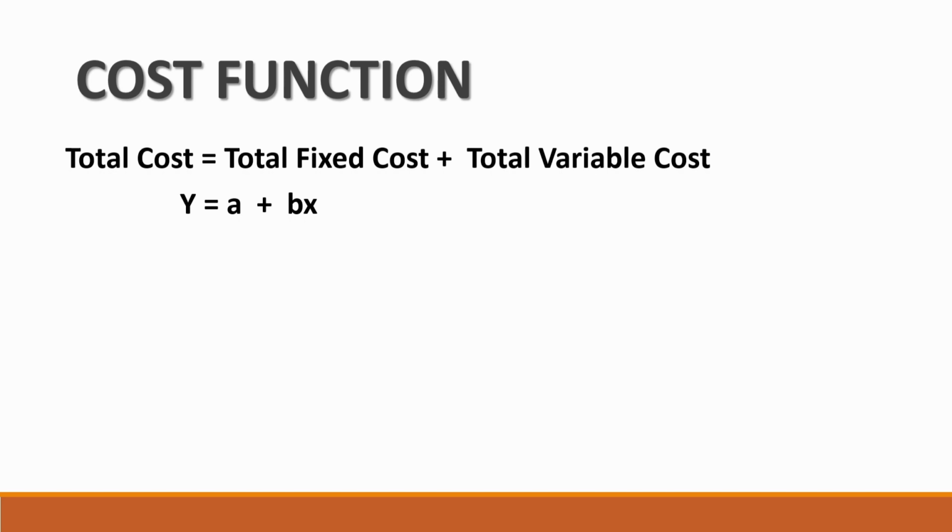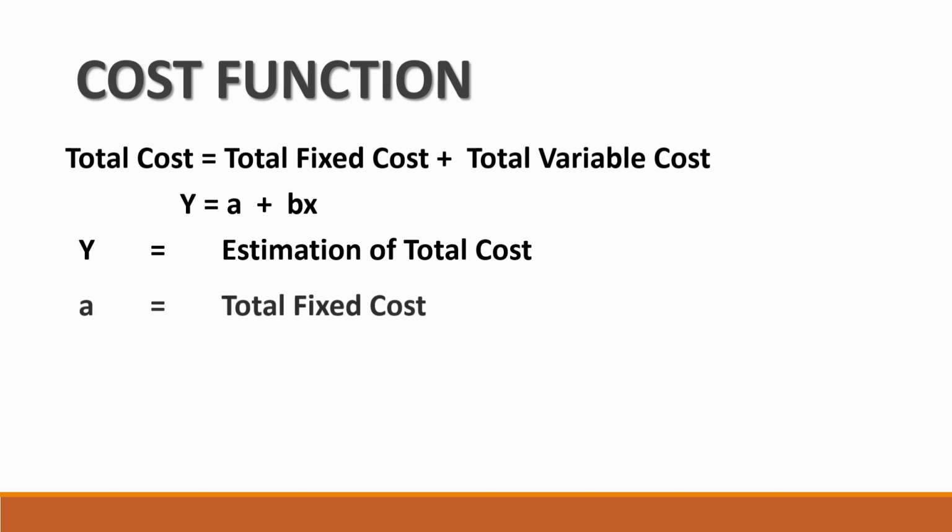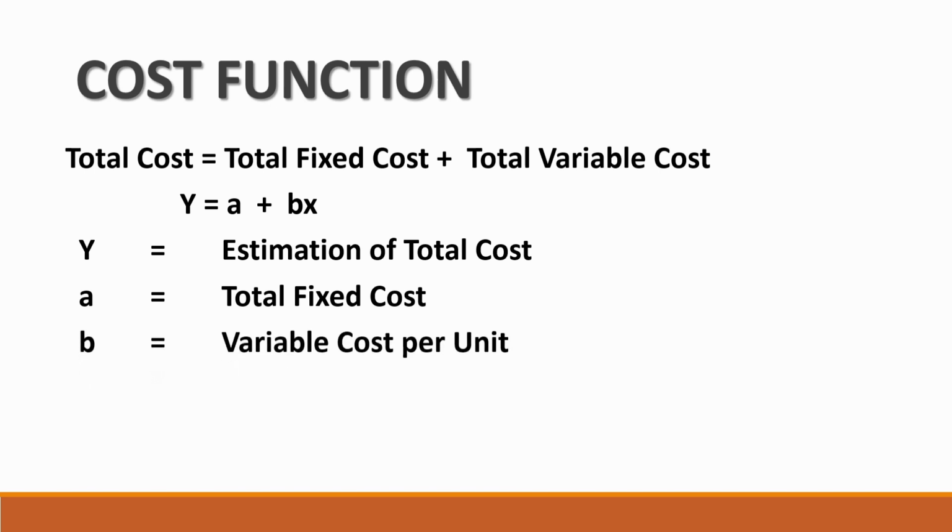Now we look at the cost function y equals a plus bx. Y represents total cost, a represents total fixed cost, and bx represents total variable cost. So we look at the alphabet: y equals estimation of total cost, a represents total fixed cost, b is variable cost per unit, and x is activity or level of output or cost driver.